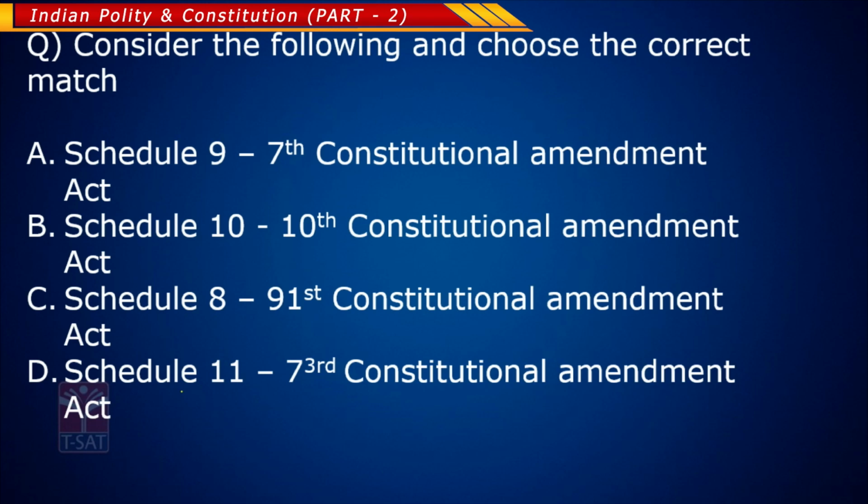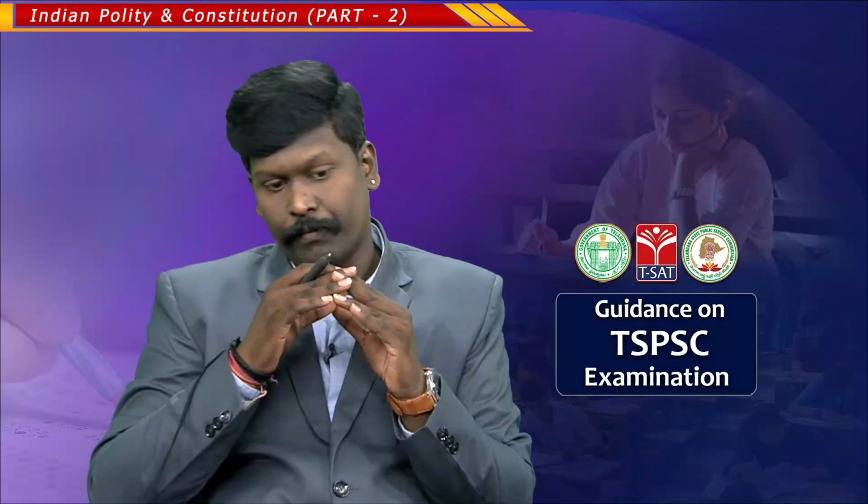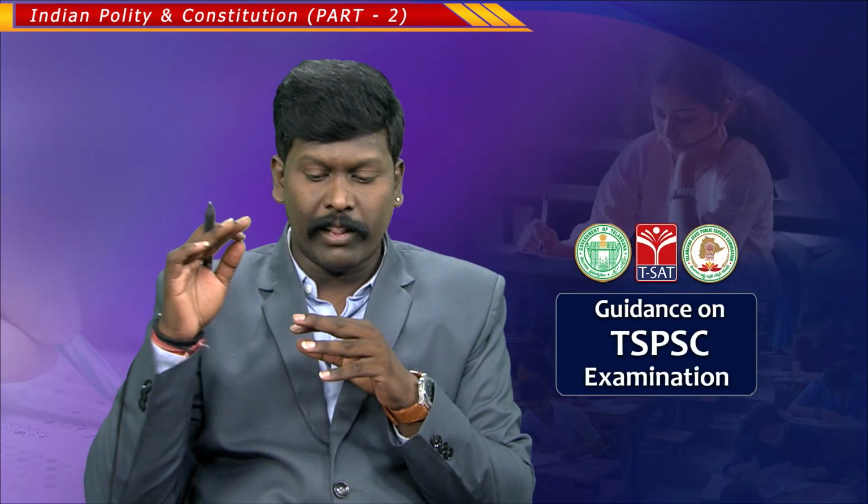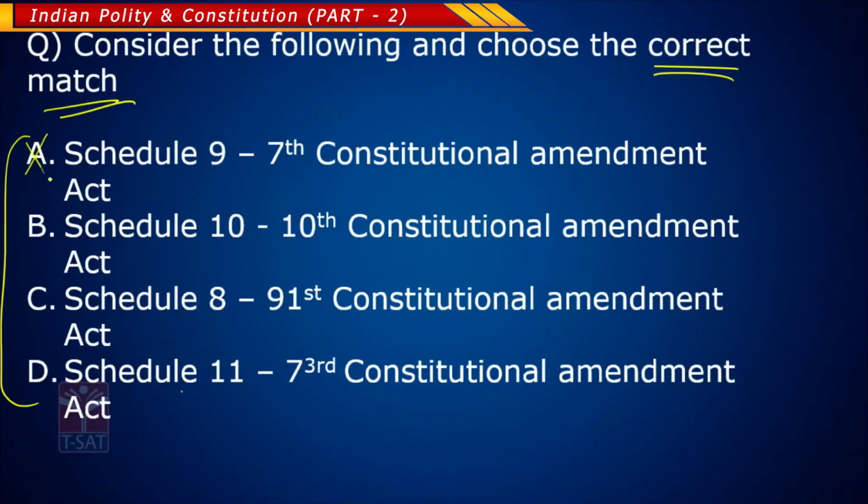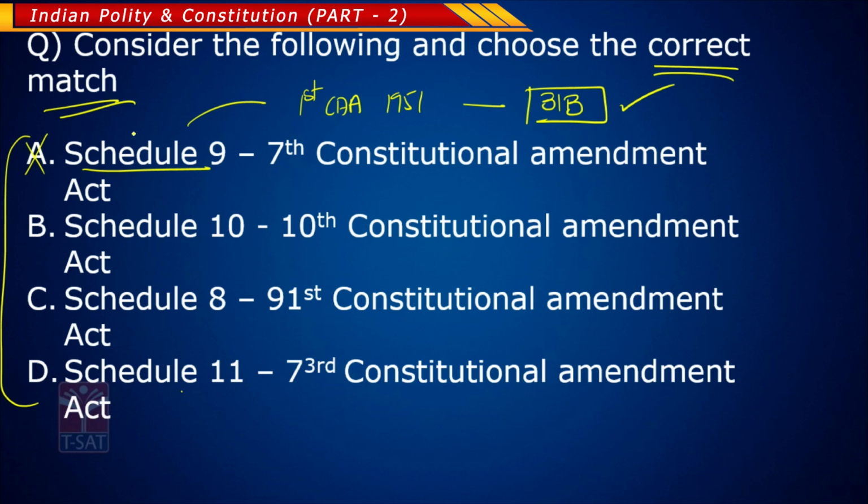This is very, very important. Consider the following and choose the correct match. See, we have 4 options, 3 are incorrect and 1 is correct. It is all about schedules. Schedule 9, 7th Constitutional Amendment Act, wrong, because Schedule 9 is added by the 1st Constitutional Amendment Act 1951, linked to Article 31B. And Schedule 9 talks about land reforms and judicial review.